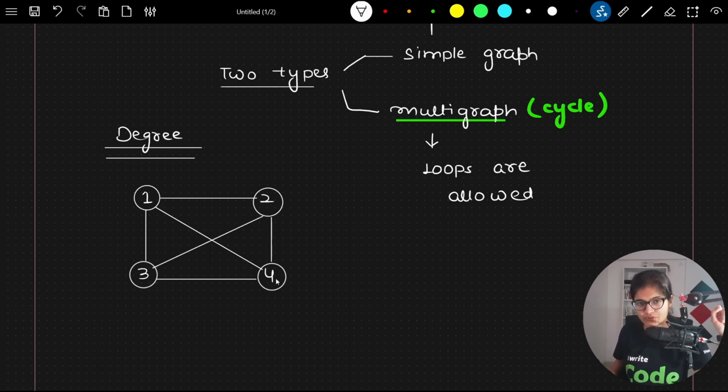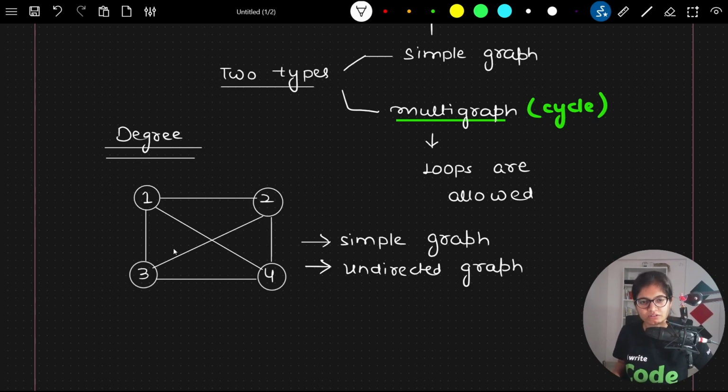Now here, if you observe, am I using any loop? No, not yet. So this is an example of a simple graph. And because I am not applying any kind of directions here, you can say this is an undirected graph as well. So this is a simple graph as well as an undirected graph.